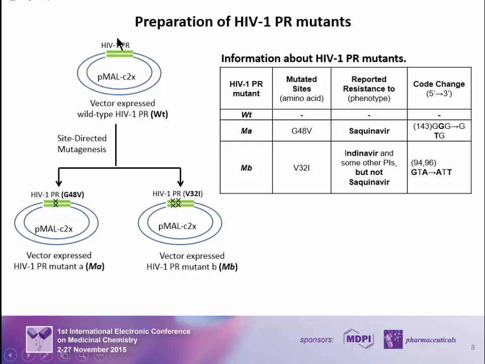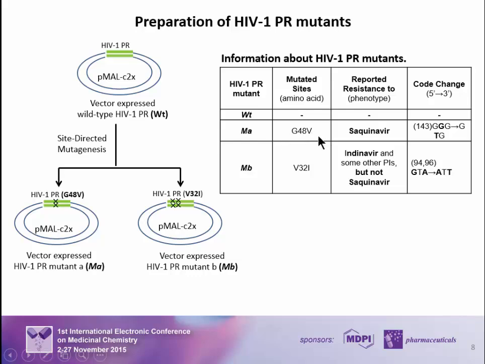Previously, the wild-type HIV protease gene had been cloned into the expression vector in our laboratory, and in this study, 2 known amino acid mutations were introduced into HIV protease to generate mutant A and mutant B protease. And mutation G40A-V means the amino acid glycine at the position of 40A in the HIV protease has been mutated to the valine. And the V32I means the valine at the position 32 has been mutated to the isoleucine.